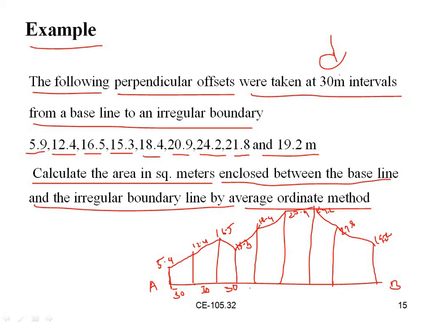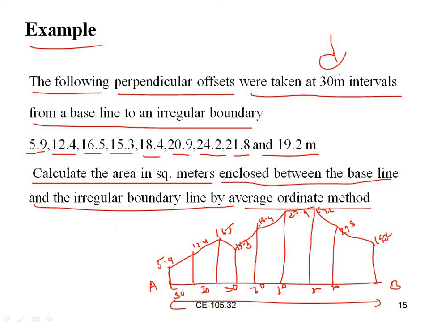With every interval of 30, the perpendicular offsets were extended. Okay, so if you do this one, 30 plus 30 is 60, 60 plus 30 is 90, it will be going on increasing. It will be the total length.